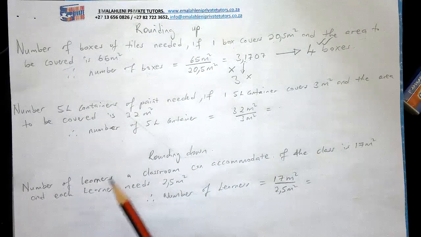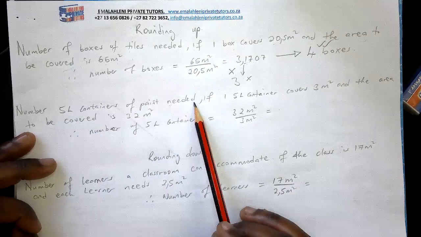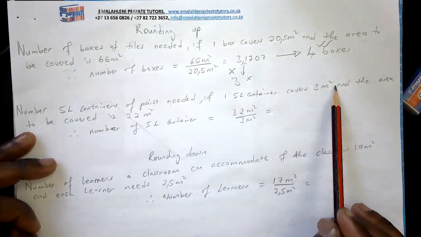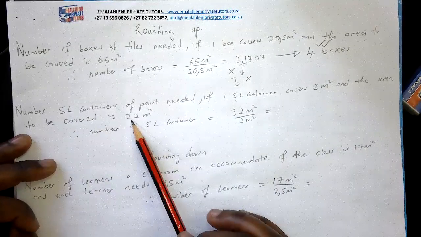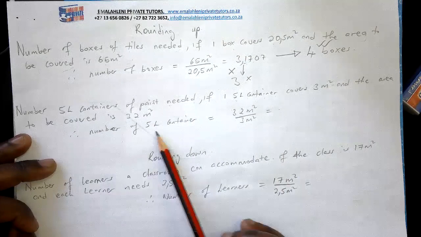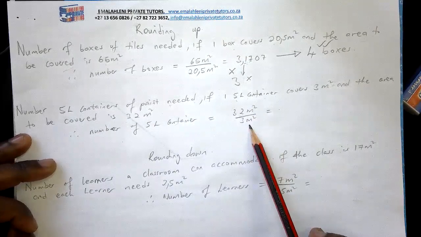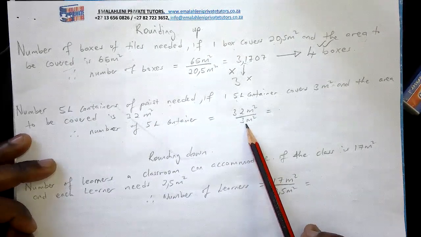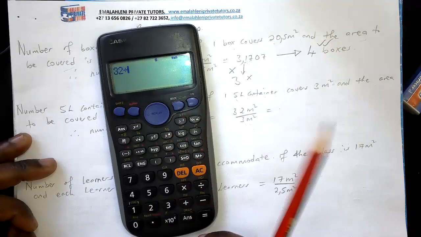Now, what about another situation? Number of 5-liter containers of paint needed, if one 5-liter container covers 3 square meters and the area to be covered is 32 square meters. Now, the number of 5-liter containers is going to be 32, the whole area that we need, divided by the area covered by 1 5-liter container. So we say, okay, 32 divided by 3.